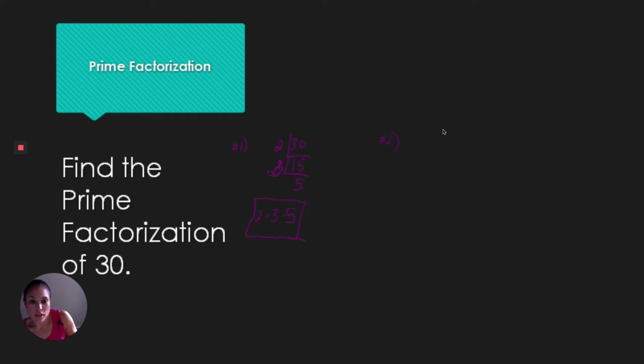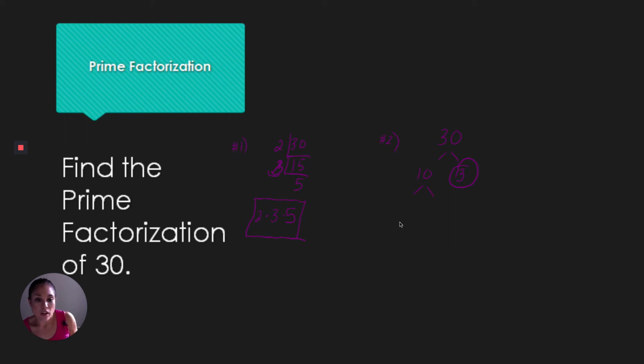My second method. So I start with 30. Let's think of a bigger number, okay? Because I'll be honest, if you start bigger, then you will be finished faster. So 3 times 10 is 30. 3 is a prime number.